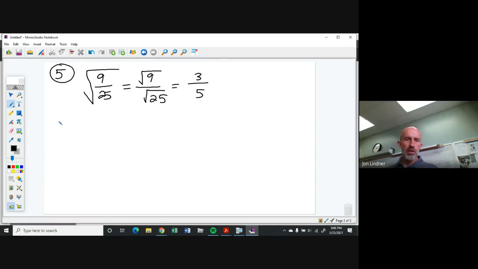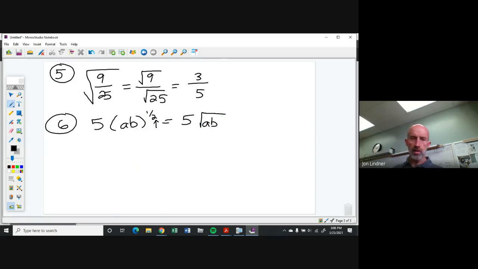You may also have some problems where they give you some variables and they say write it in radical form. Radical form is with a radical. So the 5 is not getting the power. 1/2 power, remember, this is my root. So this is a square root of AB. And that's all you can do. You just write it like that.